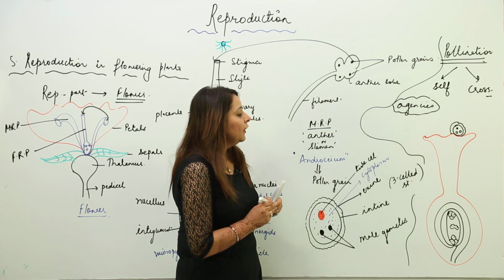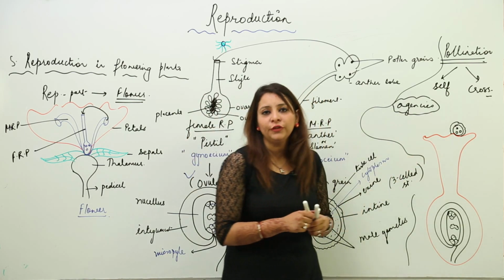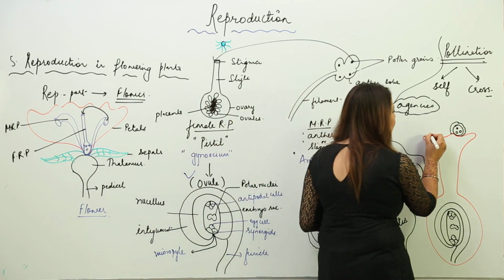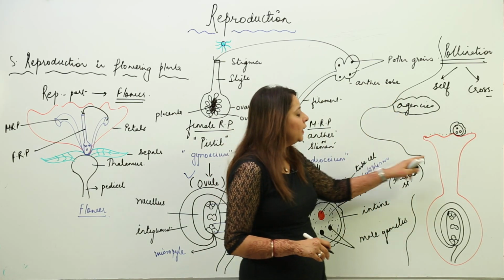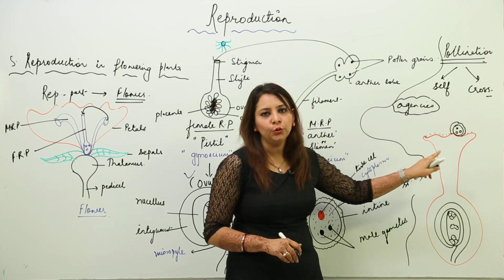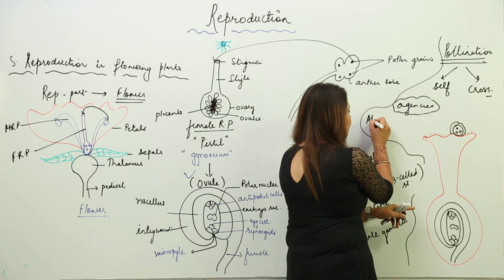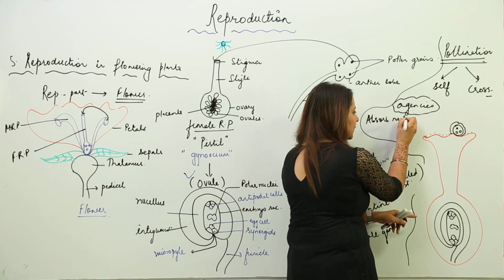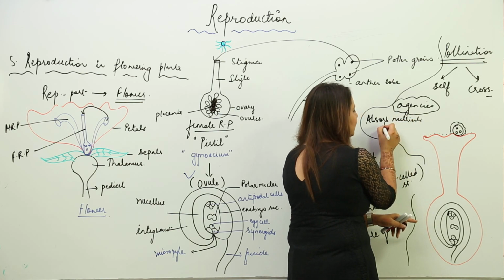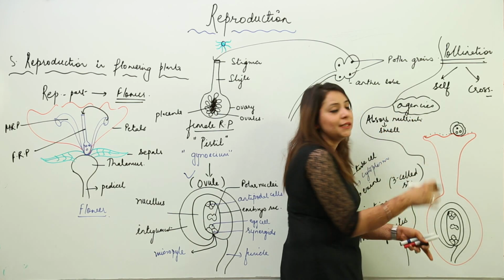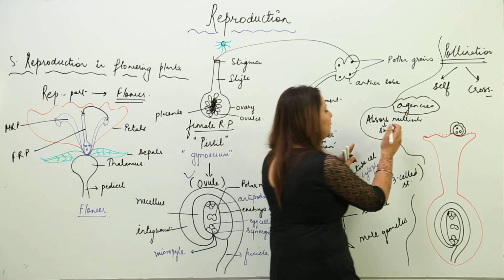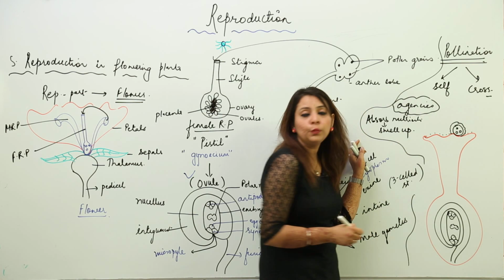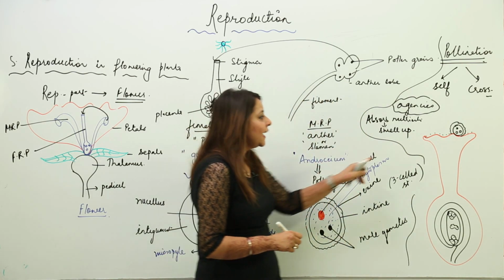So what happens when the pollen grain reaches the stigma of the flower? Here certain nutrients are present. So what does the pollen grain do? It absorbs those nutrients. And when it absorbs nutrients, obviously if something is going inside, it will swell up. So it absorbs certain nutrients and swells up, due to which its exine ruptures.